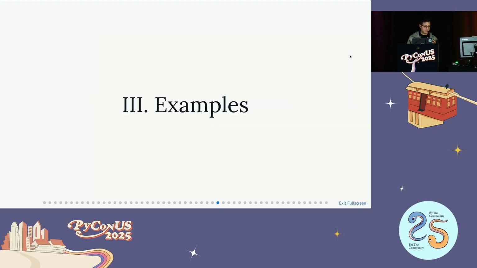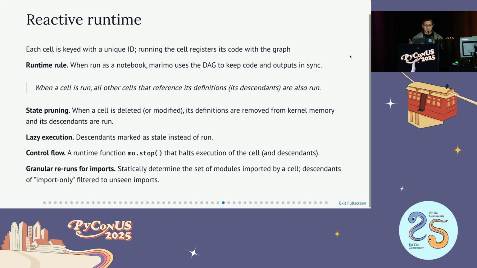Okay, so in this last section, I'll give some examples, not of Marimo, but of how Marimo leverages the dataflow graph in a variety of different ways. The most salient example is our reactive runtime. Our runtime uses the graph in a lot of different ways. The most basic one is when you run a notebook, Marimo uses this DAG to keep code and outputs in sync. You run a cell, and all other cells that reference its definitions, i.e. all of that cell's descendants, are also run.